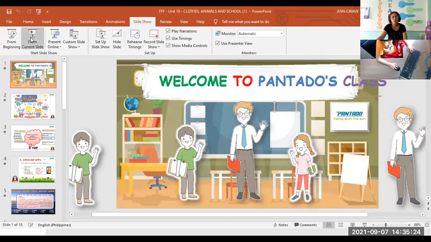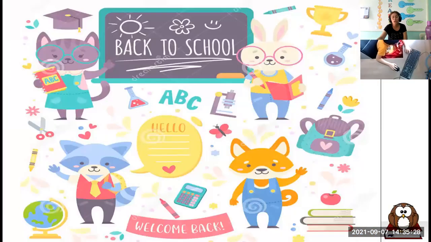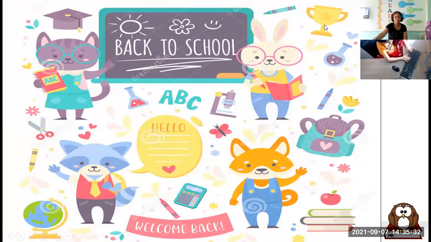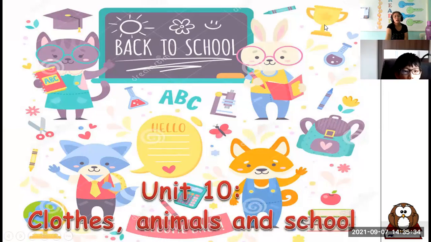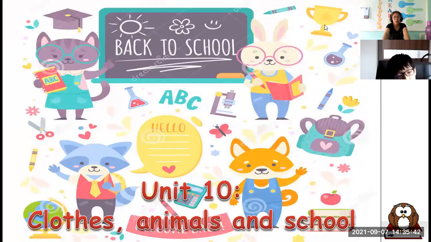Okay, so I have here. Check this. Okay, now look at this one. Our topic for Unit 10 is about back to school, clothes, animals, and school. Okay. So this is our topic: clothes, animals, and school.